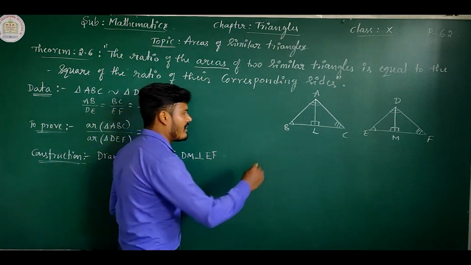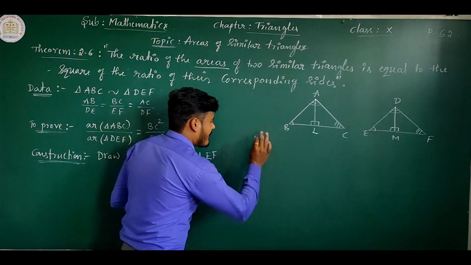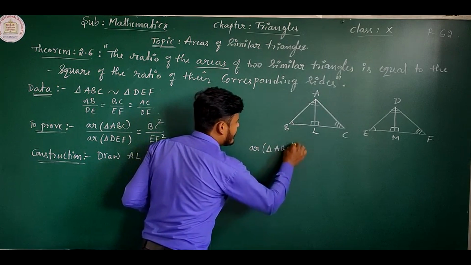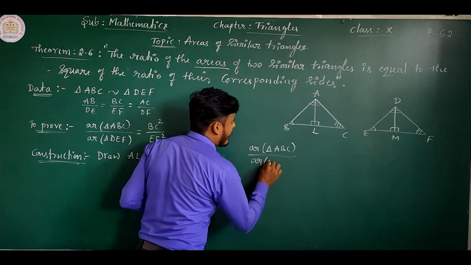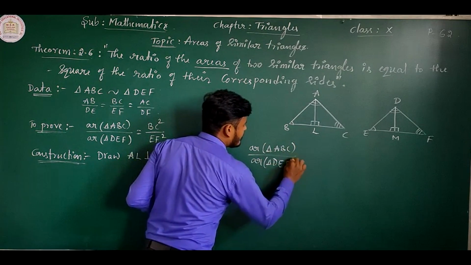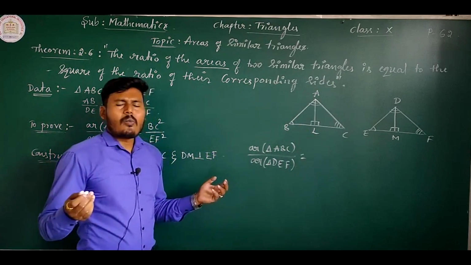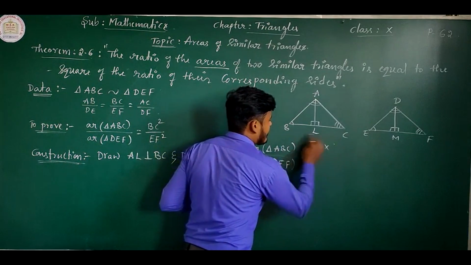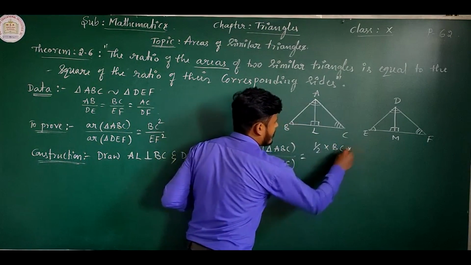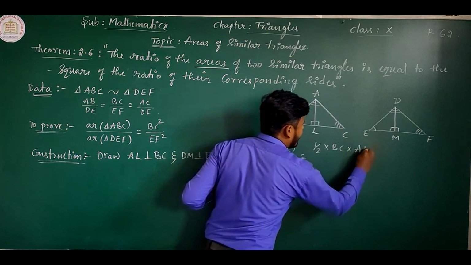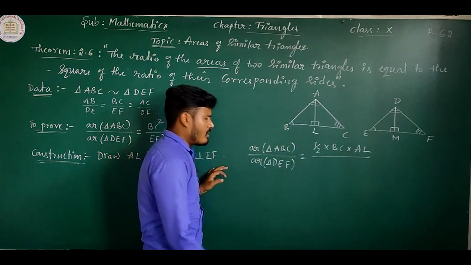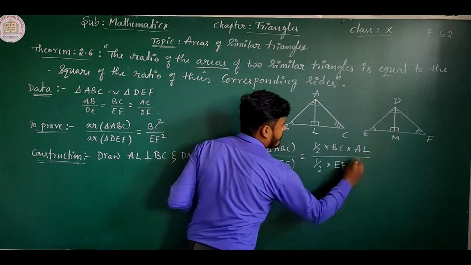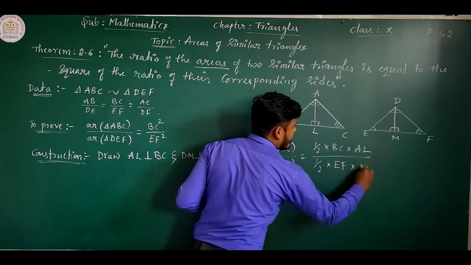You just observe here. For example, we have to prove area of triangle ABC divided by area of triangle DEF. What about the area of triangle ABC? Half into base. Here the base is BC into height. What is the height of this triangle? AL. Then what about here? Half into what is the base of the triangle? EF into the height DM.